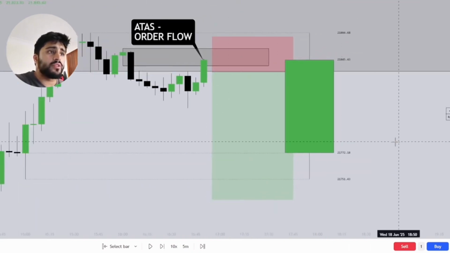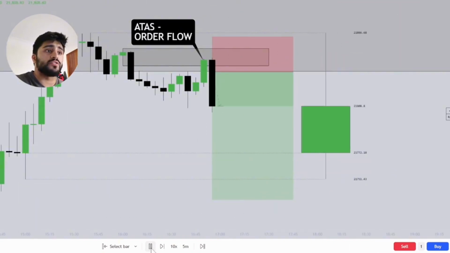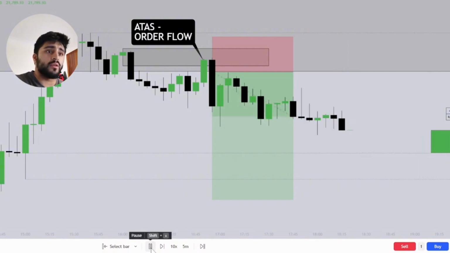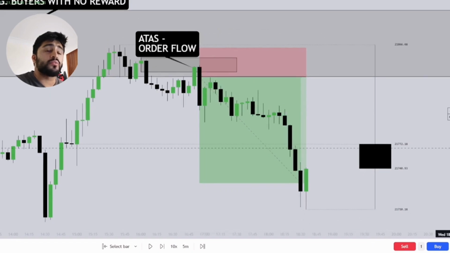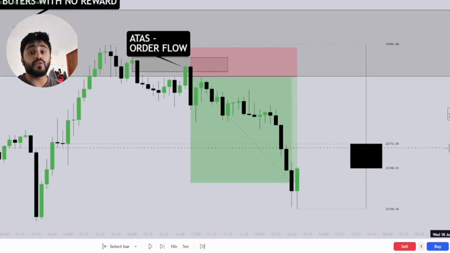So that's a 1 to 2, 3, 4, depending on how you place your stop loss. So we can see price eventually going and hitting our TP. So that's probably the best trade you could have taken pre FOMC, right? This happened before FOMC, right?